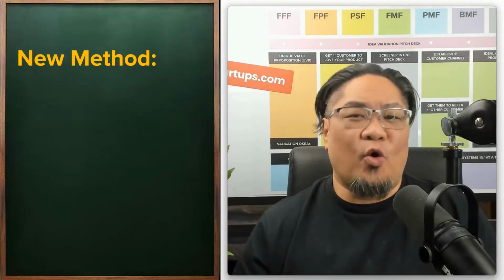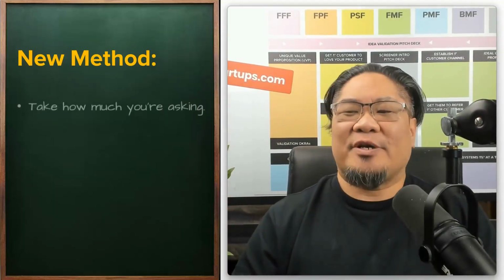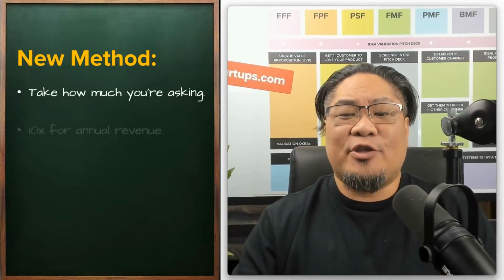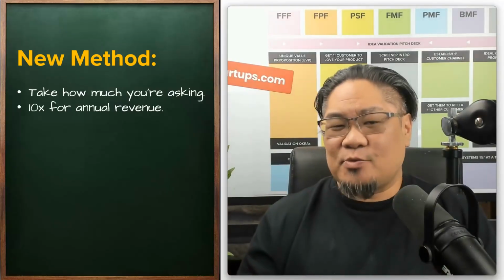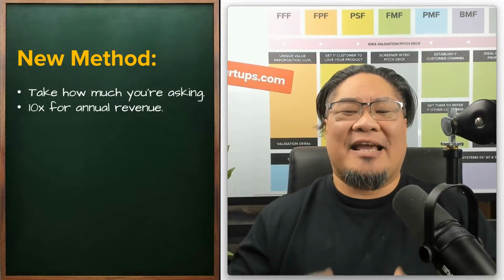This is the new method, or the traction math method. And what you're going to do is you're going to take how much that you're asking, and you're going to 10x it for annual revenue. This is your target. So in this case, we're going to use $1 million. Your target is $10 million.